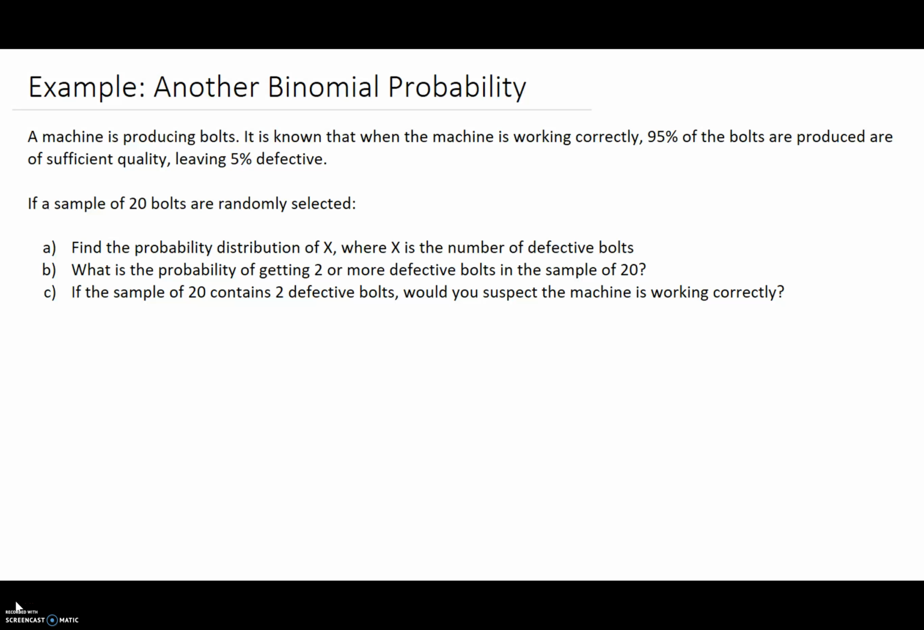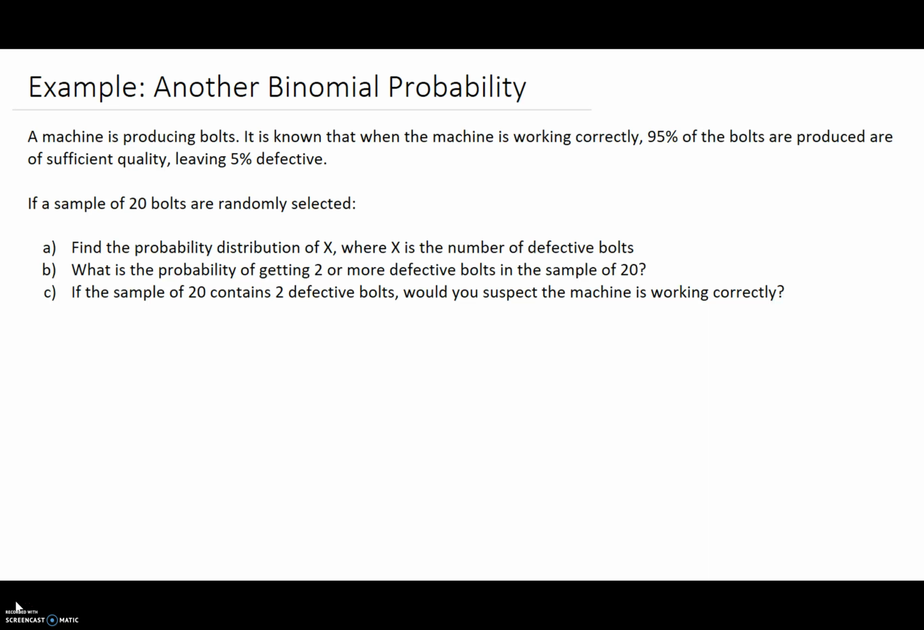So in this video, I'm going to go through some calculations relating to binomial probability, and I'm going to do them in Excel. I'm going to use a slightly different method to the other binomial probability video, just to illustrate that there are multiple ways that you can get to the same final answer.